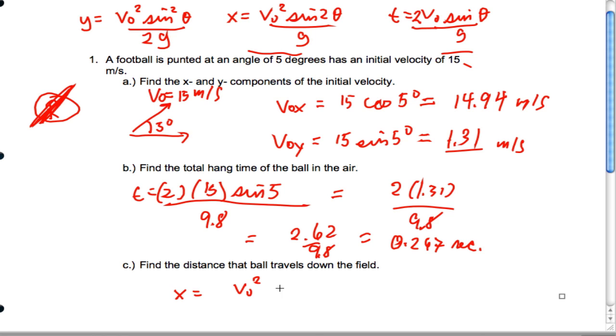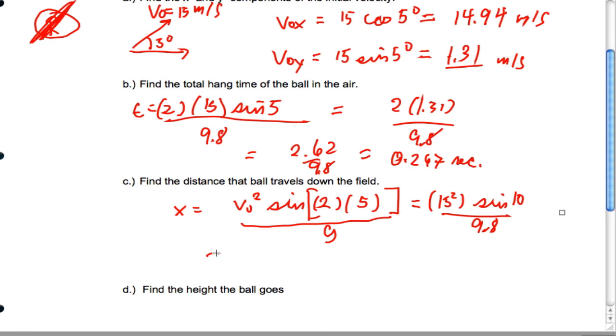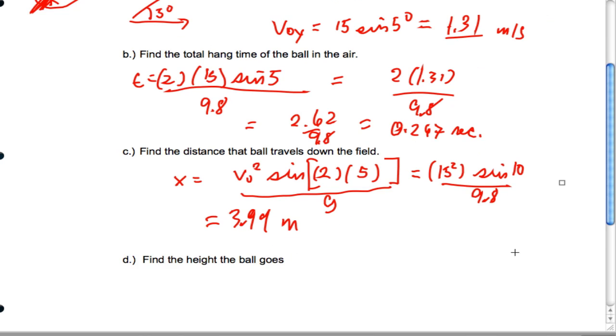Now we want to know the distance the ball travels down the field, so we'll use x equals v naught squared sine of 2 times theta, theta being 5 degrees, all in brackets, divided by g. So this is 15 squared times the sine of 10 degrees divided by 9.8. We get our range from that formula, and we end up with 3.99 meters. Excellent.